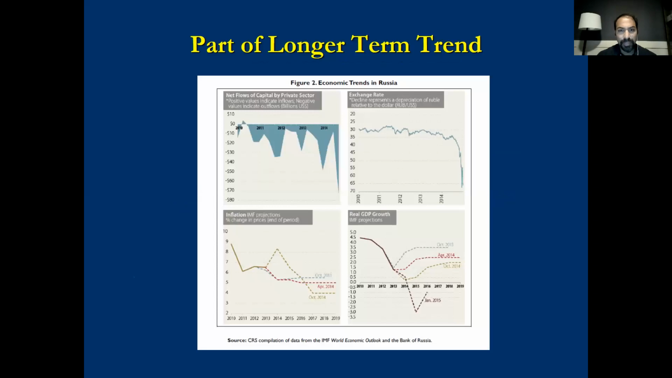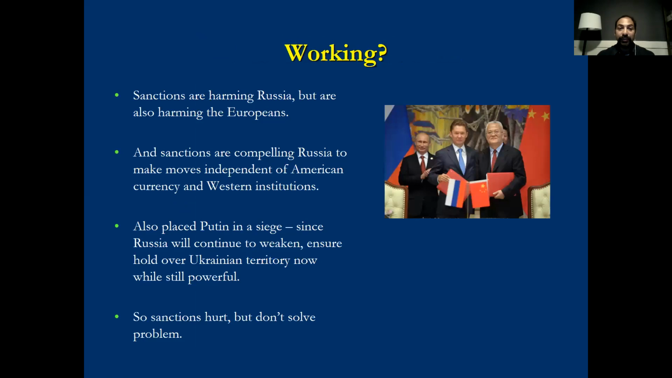Now, this is part of a longer term trend. If we look at Russia, you can see that several of these changes are happening. There's a net decrease in the amount of capital flows in from the private sector. The exchange rate collapsed. GDP collapsed. There's some rebound after 2014, and inflation started to surge within Russia. So all these things started to happen within Russia where they had significant problems that were exacerbated by sanctions.